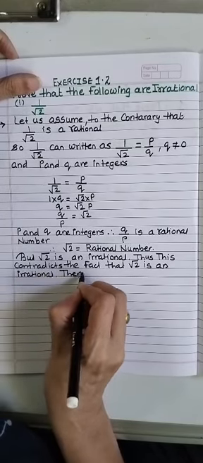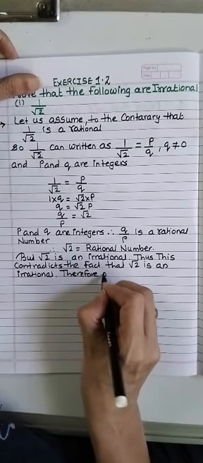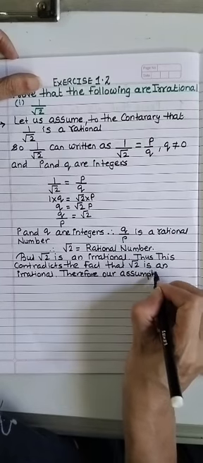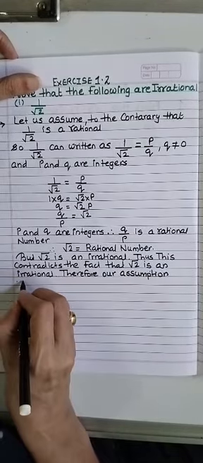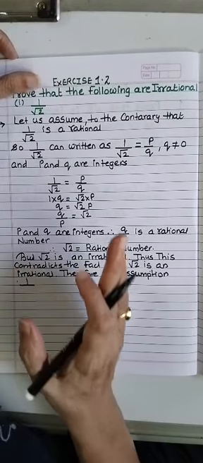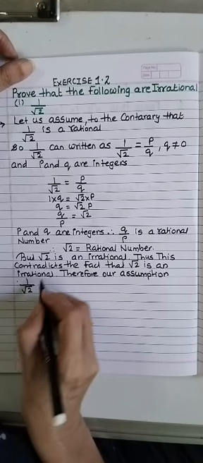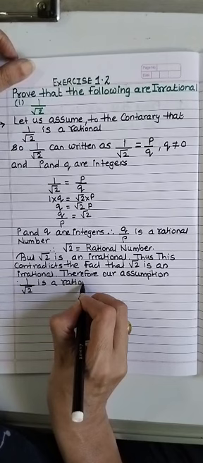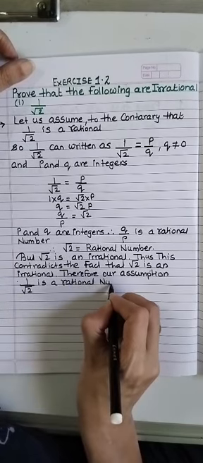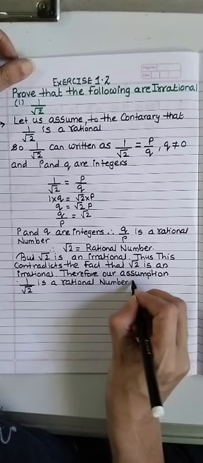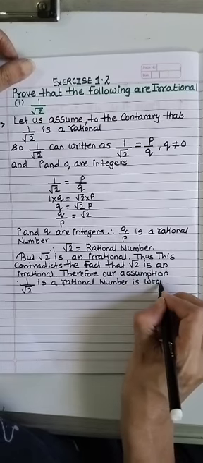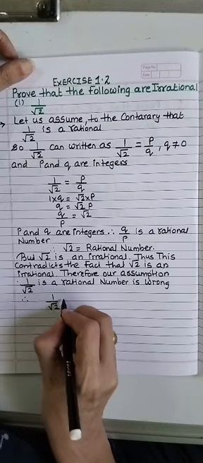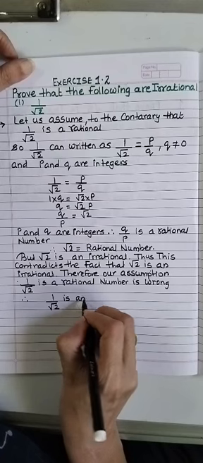Therefore, our assumption that 1 upon under root 2 is a rational number is wrong. Therefore 1 upon root 2 is an irrational number.